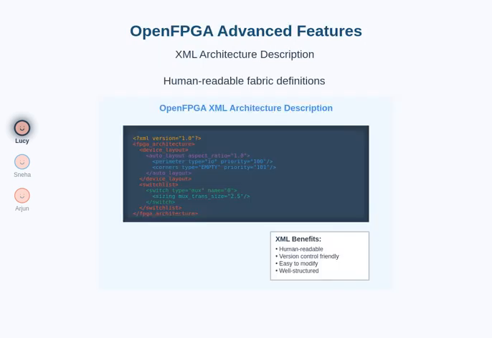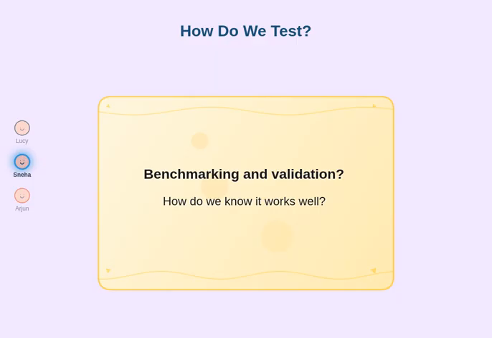OpenFPGA's advanced features include XML-based architecture descriptions that are human-readable and highly customizable. This enables precise specification and research into novel FPGA concepts. With all these new tools, how do we benchmark and validate that our designs are working correctly and efficiently?